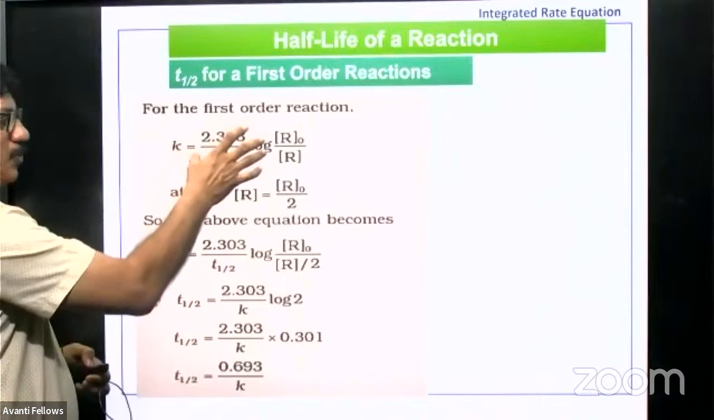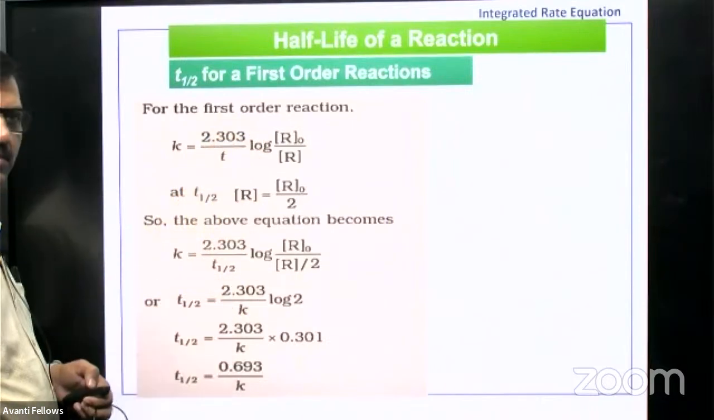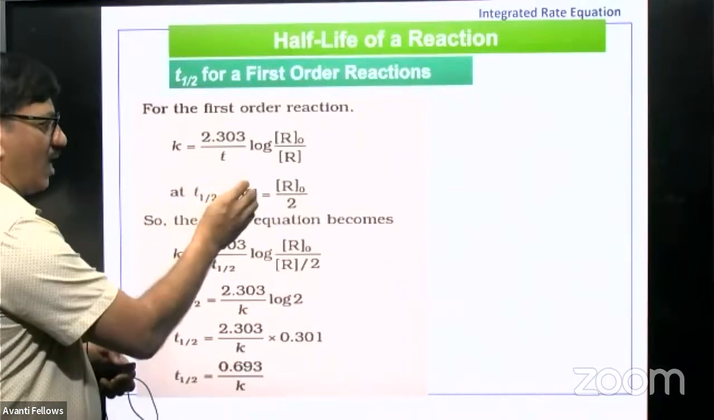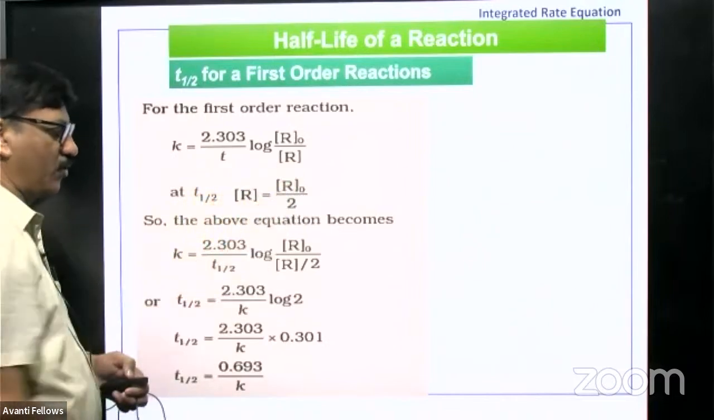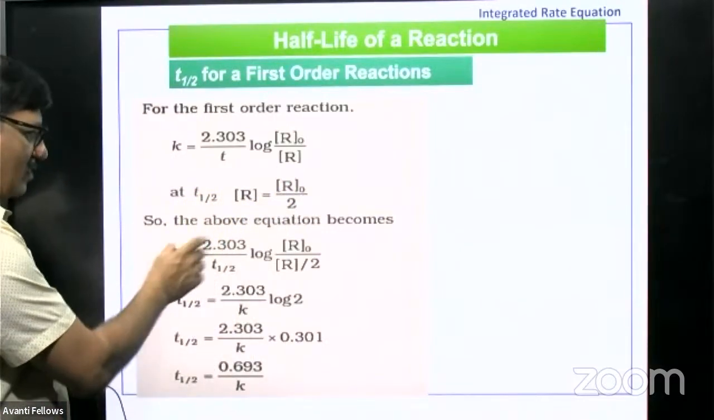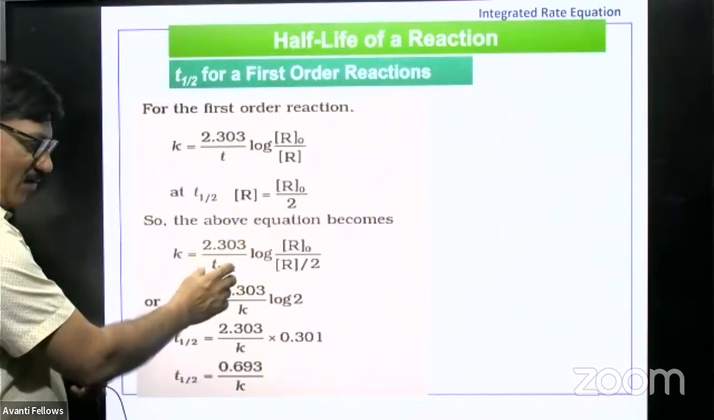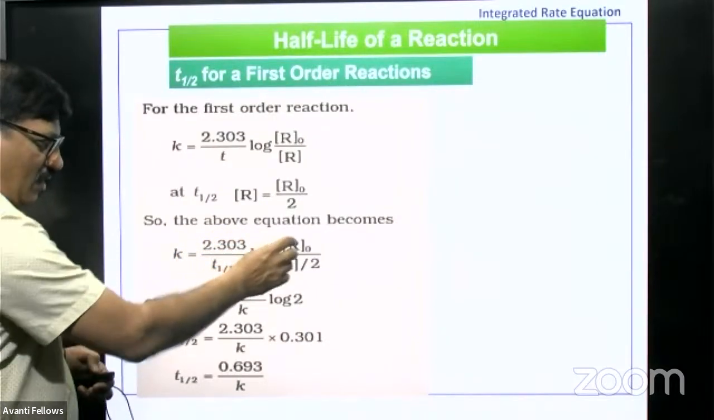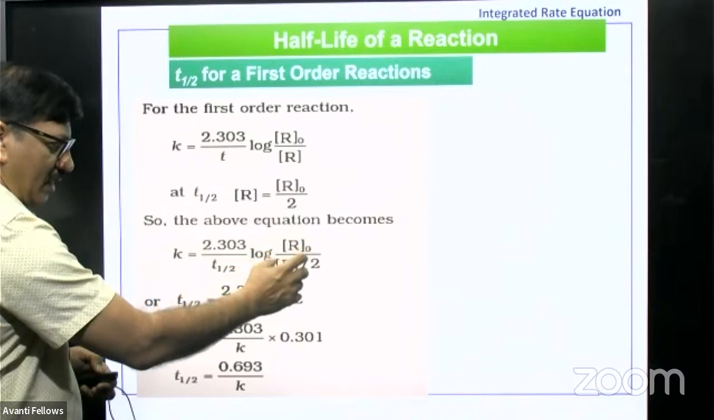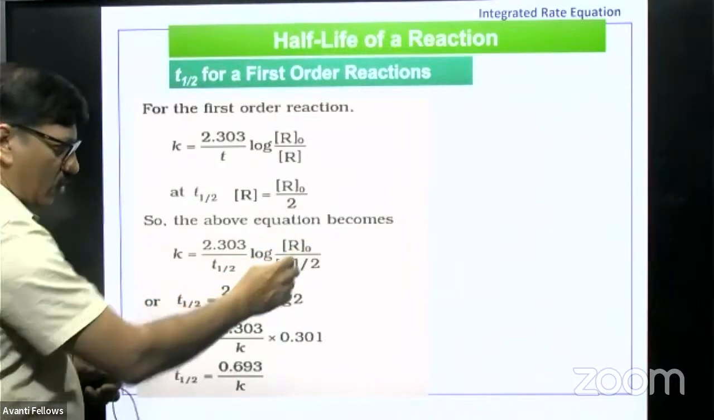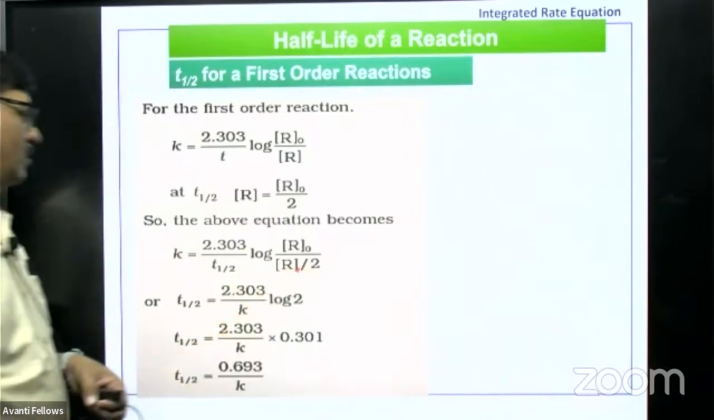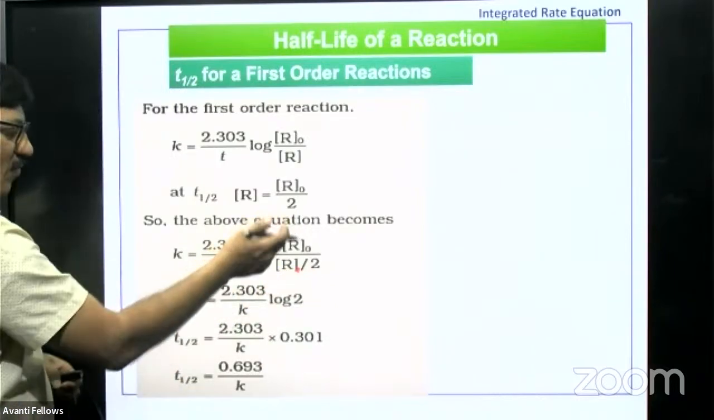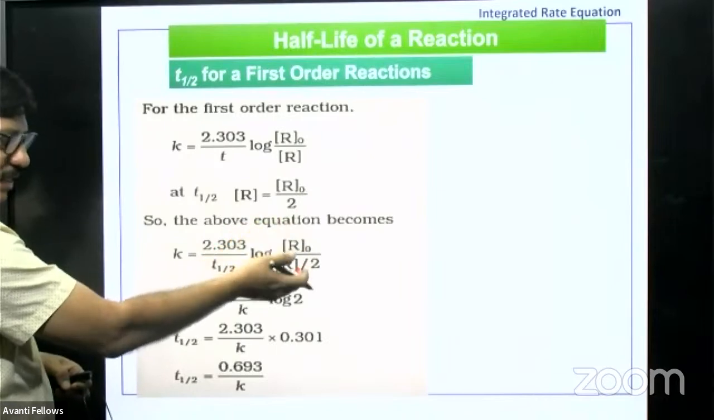Now we have to take the expression for the first order reaction. In the case where t half, R is equal to R naught by 2. Therefore, K is equal to 2.303 by t half. When t is t half, R naught is the initial concentration, and the final concentration is R naught by 2. So R naught divided by R naught by 2, that is 1 divided by half, is 2.